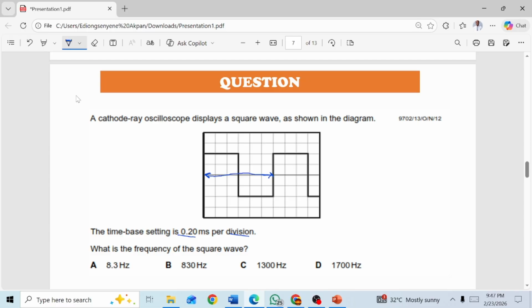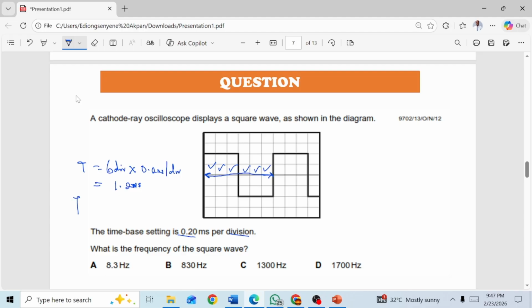How many boxes form this? We have 1, 2, 3, 4, 5, 6. So we have 6 divisions times the time-base setting, 0.2 milliseconds per division, which gives us the period. This will be 1.2 milliseconds.